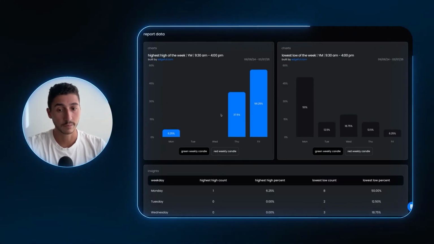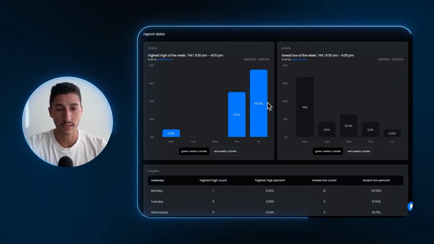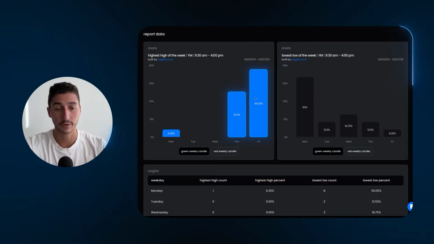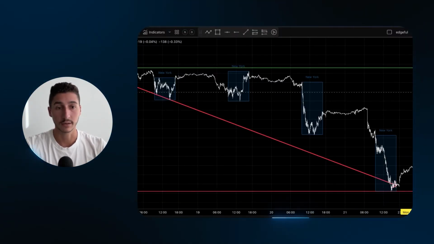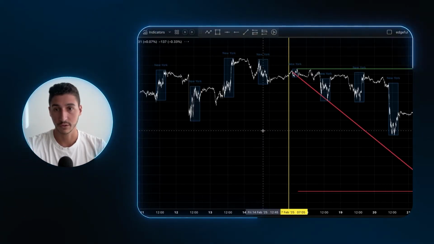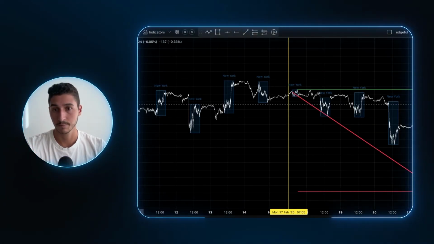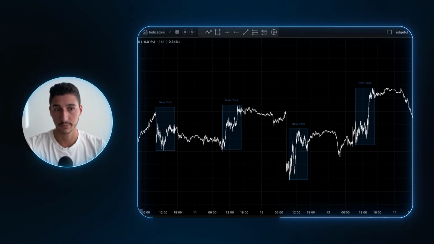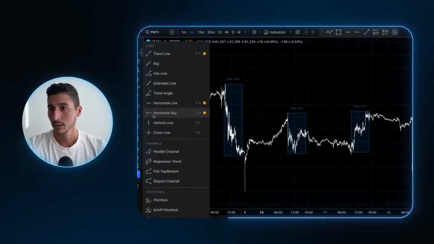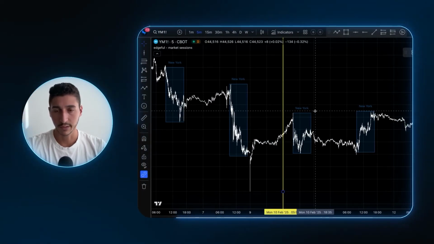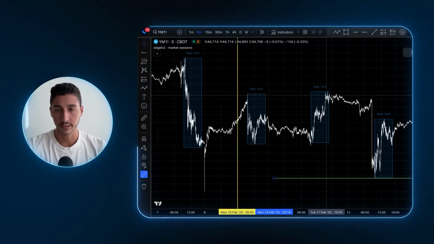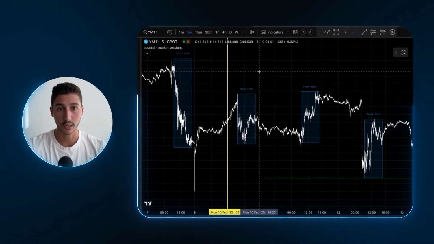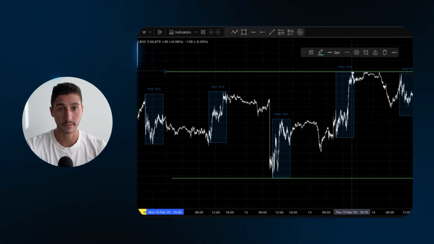Now, if we filter here for green weekly candles, it looks like the data is not as strong here, but it looks to be inverted. So the highest point of the week is typically going to be made on the Thursday or the Friday, and the lowest is going to be made on the Monday. So I'm just going to flip this chart upside down, probably. Actually, here's a good example. So here's the Monday. You can see the low of the week is made here. The high of the week is made on the Thursday, right over there.